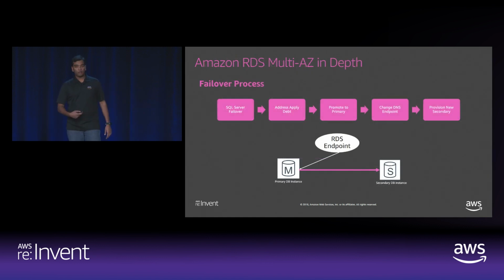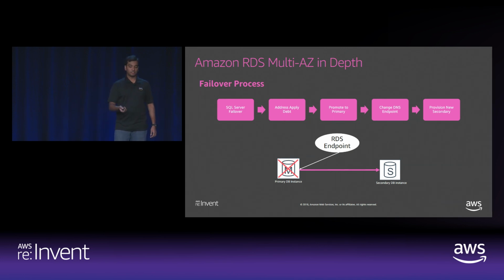So this is how a failover is going to work in RDS. As you can see, we publish the RDS endpoint, and that is what you connect to. So you connect to the RDS endpoint that is pointing to the primary server's IP address, and then something happens. Either SQL Server crashed or the entire instance crashed. When that happens, SQL Server is going to do the failover.